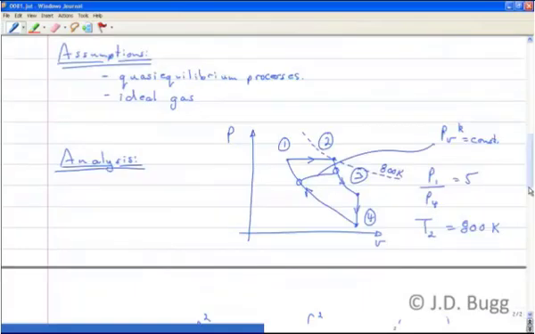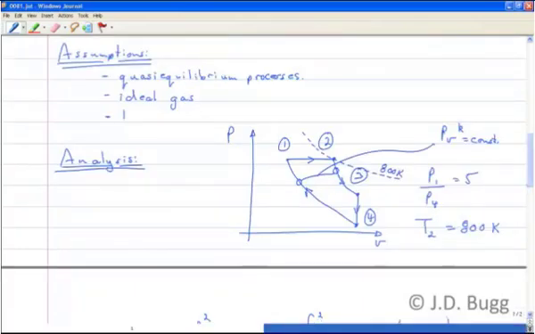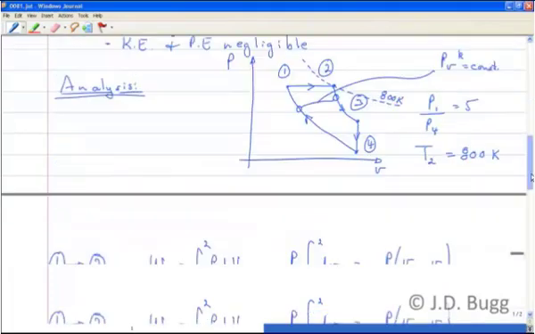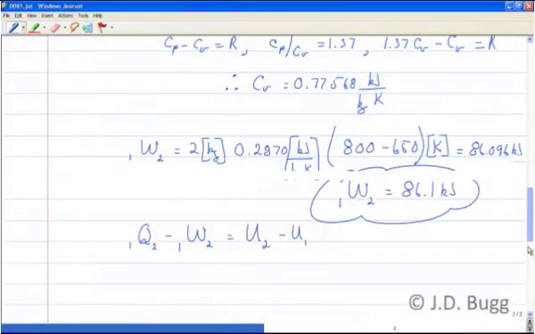So I gotta go back and say kinetic energy and potential energy are negligible. So make sure we go back and fulfill that assumption list when we make any assumptions.